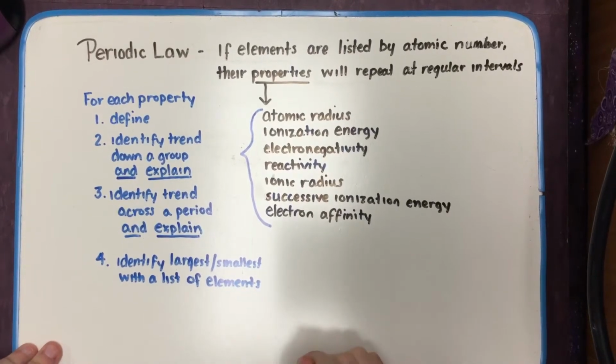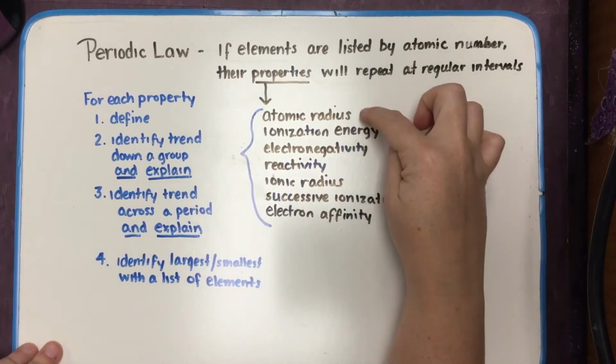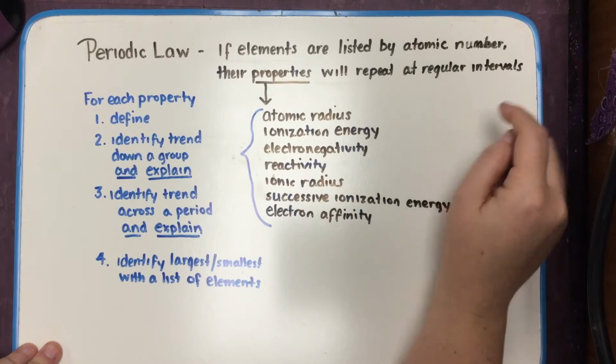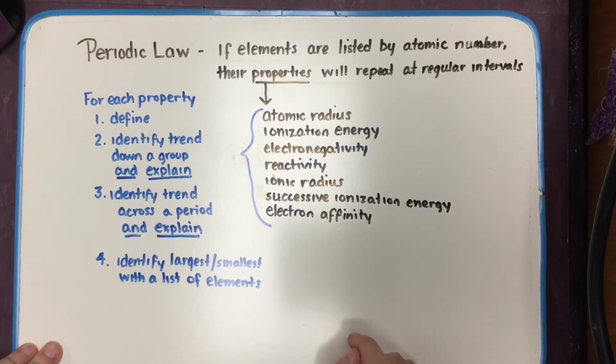Now that you've had an opportunity to see how the periodic law allows us to predict properties of atomic radius, and really in order to predict which atoms are bigger or smaller based on where their atomic number places them on the periodic table, we're going to continue our discussion with ionization energy and electronegativity.